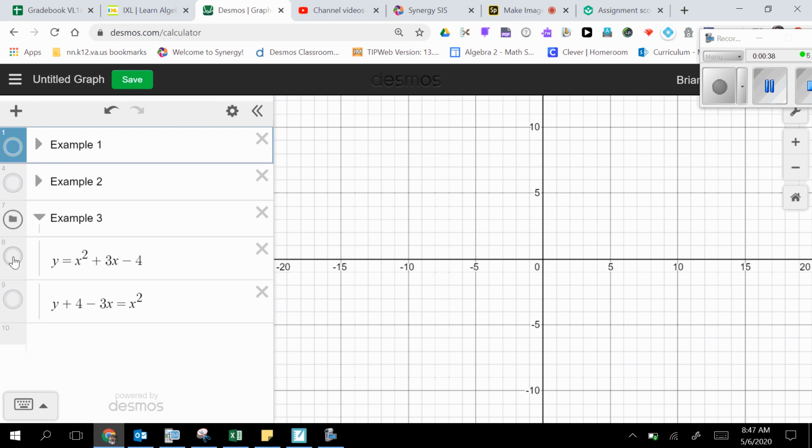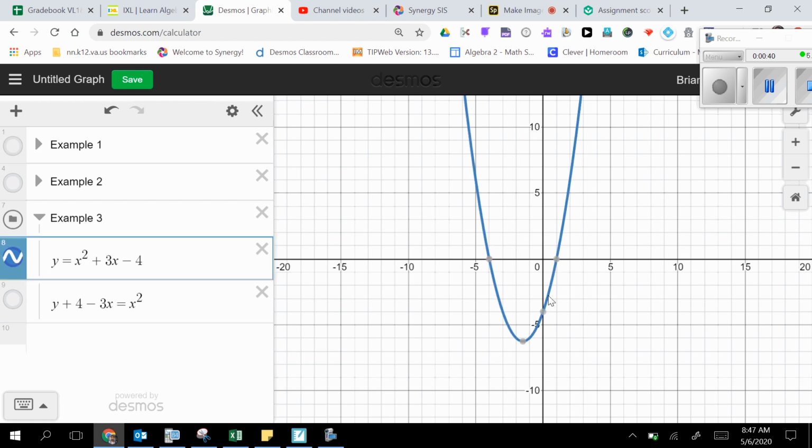All right, so if we graph our first parabola, okay, there it is. We've got it. Got a vertex down here at negative 1.5, negative 6.25. A couple other characteristics, y-intercept and our x-intercepts. Now, if we graph the second equation, initially it doesn't show up.